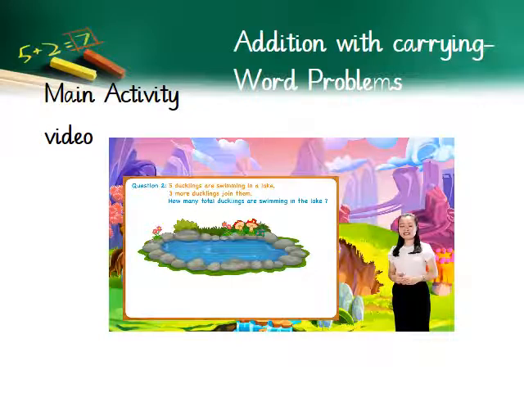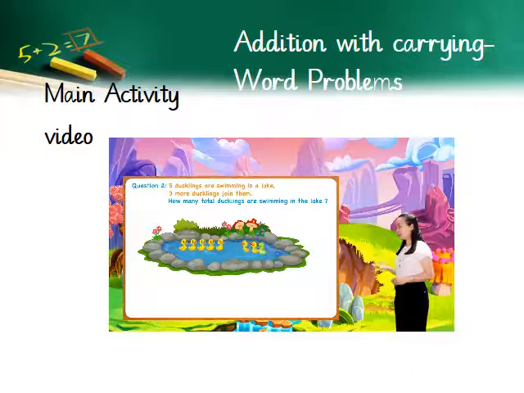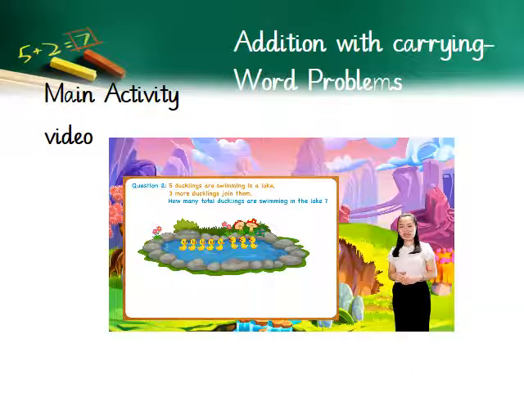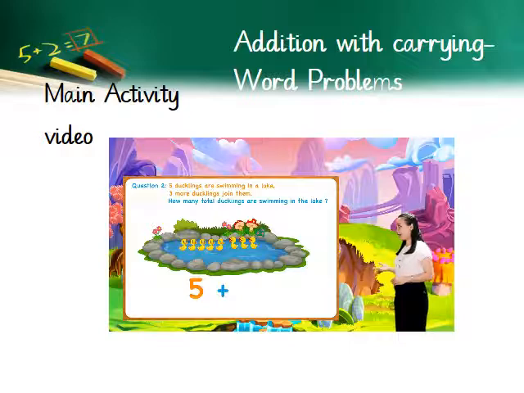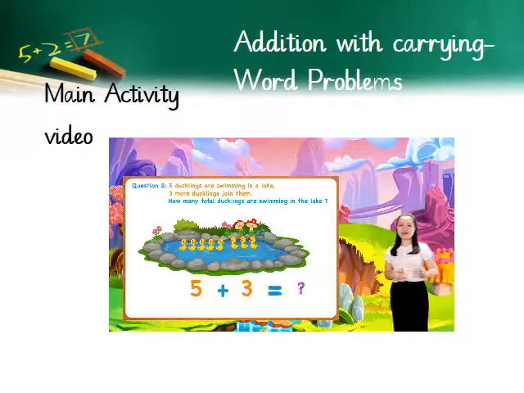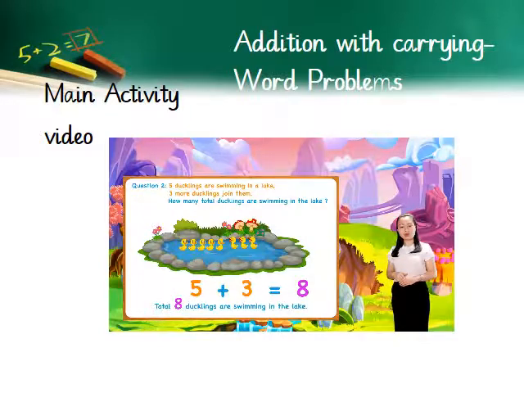Let's find the answer together. 5 ducklings are swimming in the lake. 3 more ducklings join them. We add 5 and 3 to find the total number of ducklings swimming in the lake. So, 5 plus 3 equals 8. We conclude total 8 ducklings are swimming in the lake.